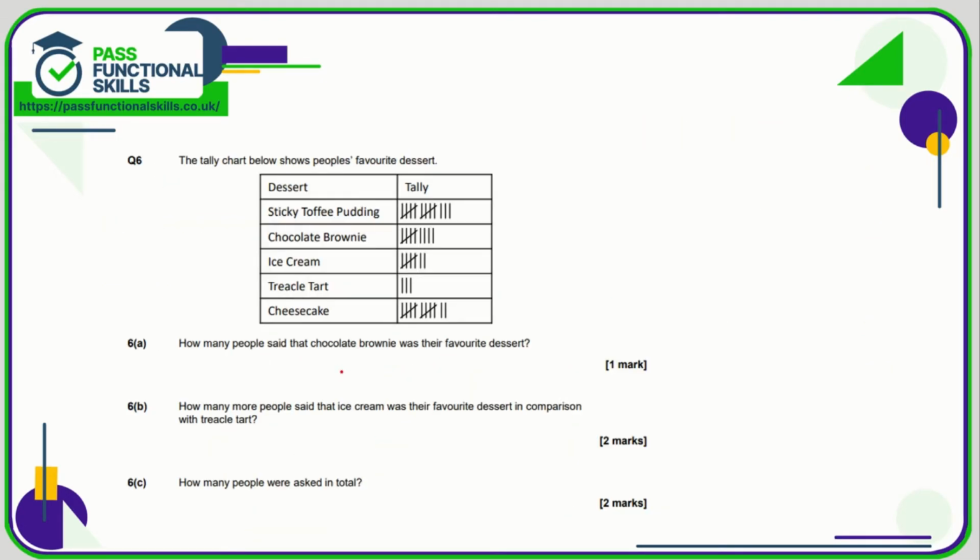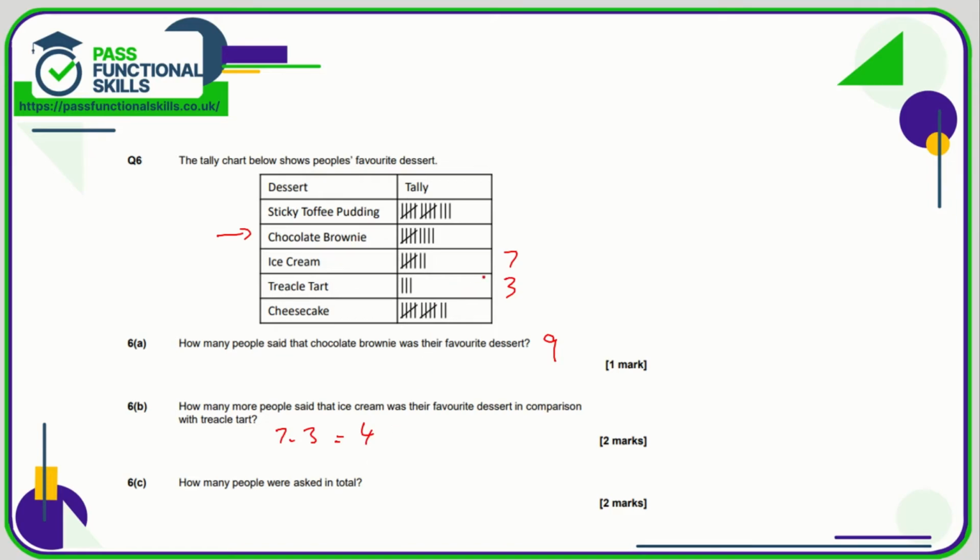Question number 6. How many people said that chocolate brownie was their favourite dessert? Well, here's chocolate brownie. 5, 6, 7, 8, 9. How many more people said that ice cream compared to treacle tart? So ice cream is 5, 6, 7. Treacle tart is 3. So 7 minus 3 is 4.